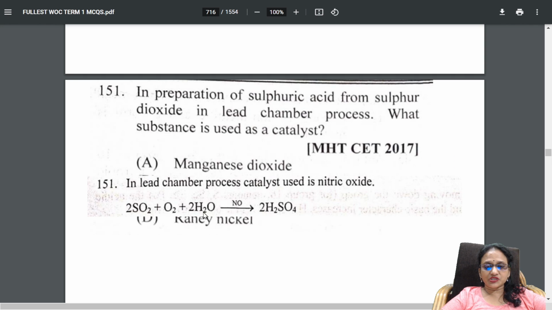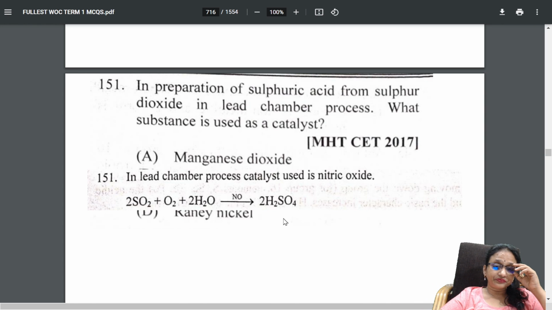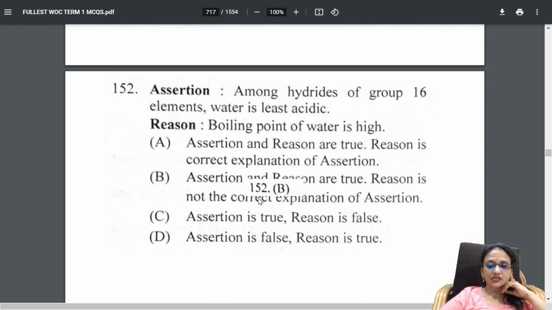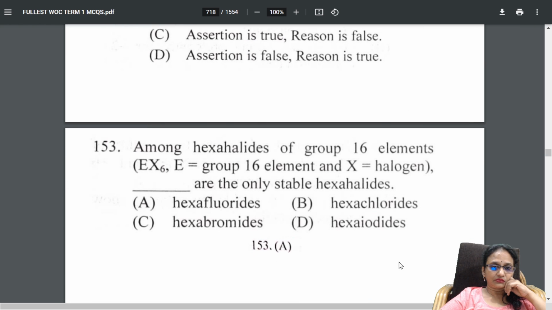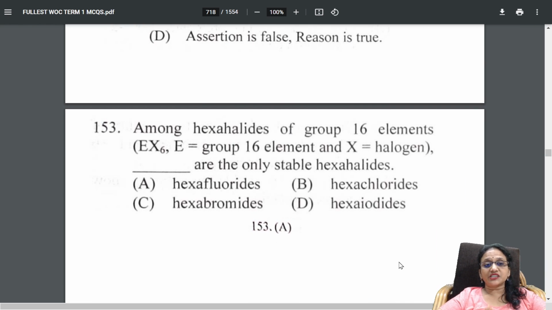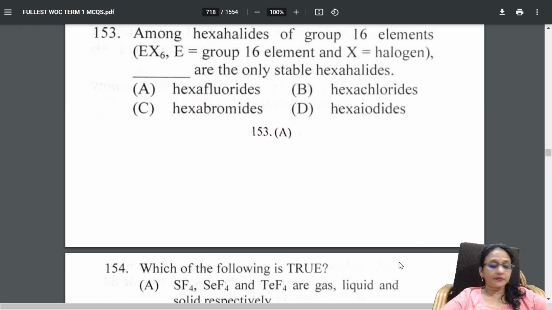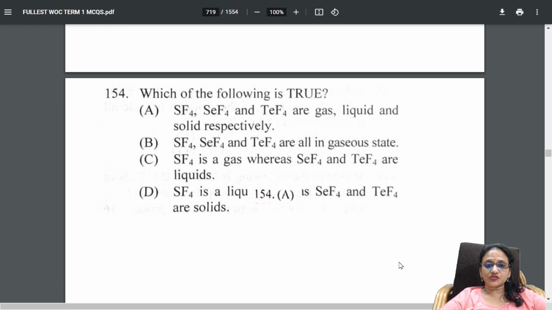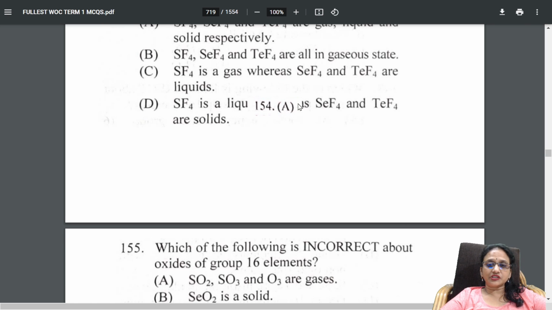So lead chamber process question is here. Okay, they have given different types of options. So basically the question is, what is a catalyst? So nitric oxide is a catalyst. This is assertion reasoning. The answer is here. So this is the halides concept, group 16 halides concept. This is also halides concept. Option is here, students, here.